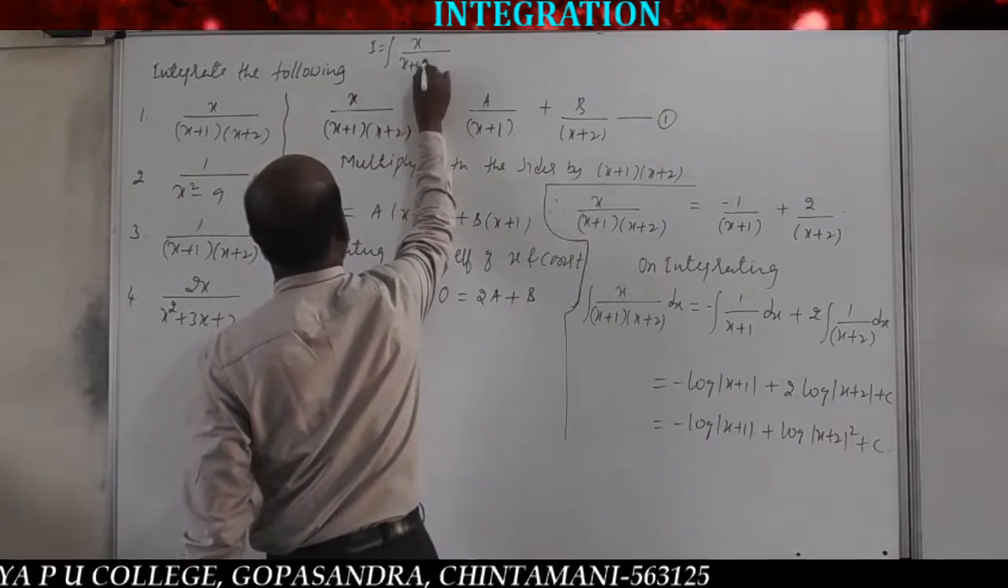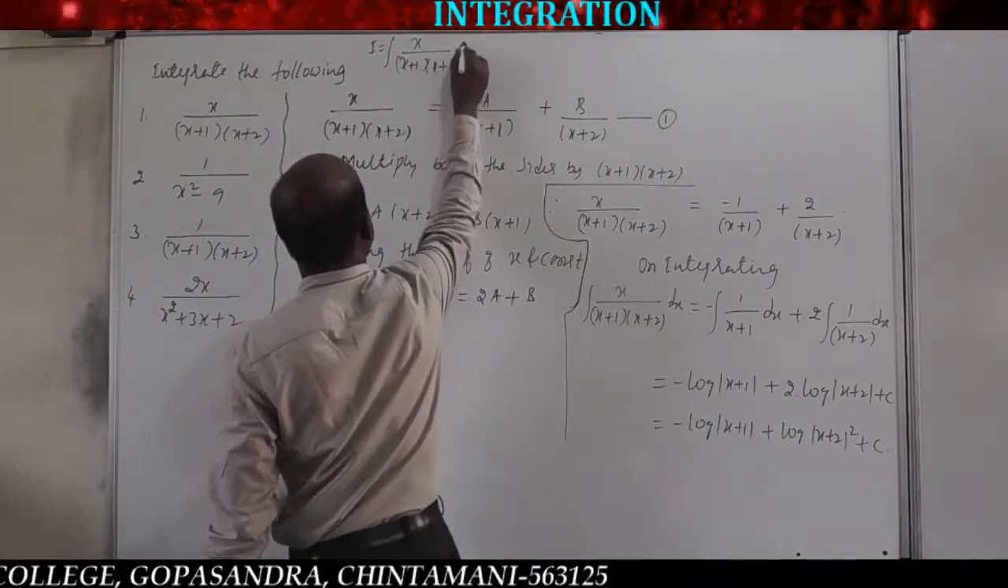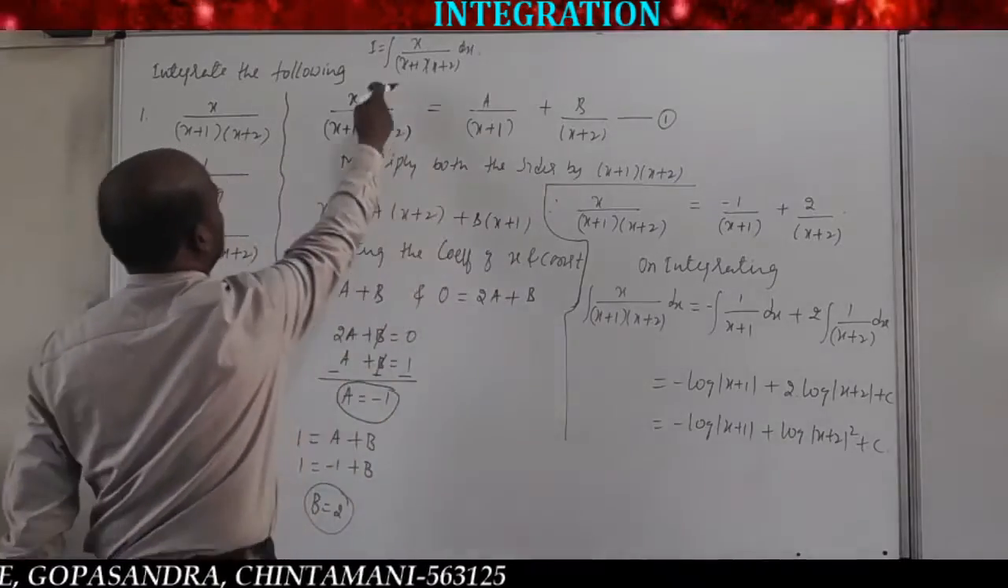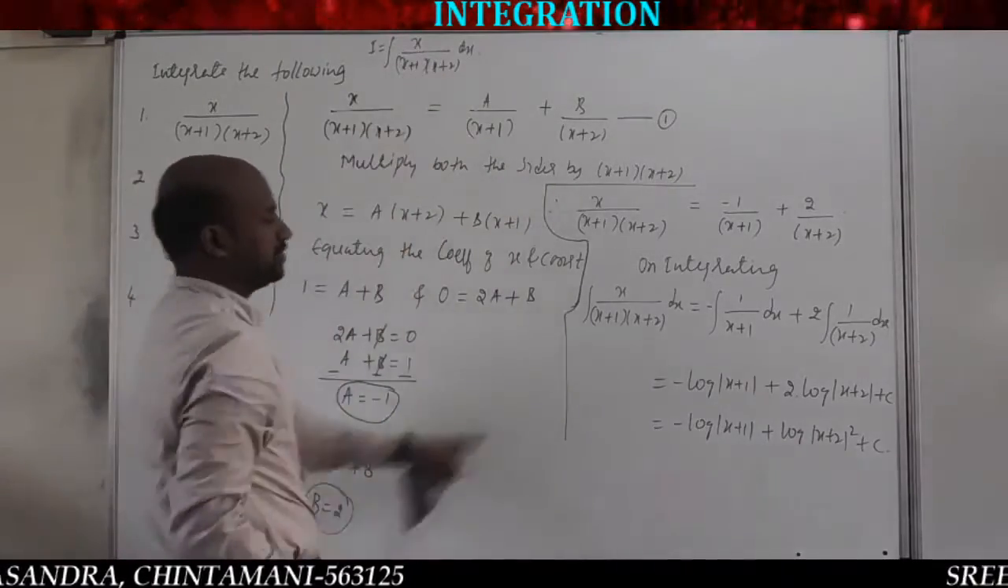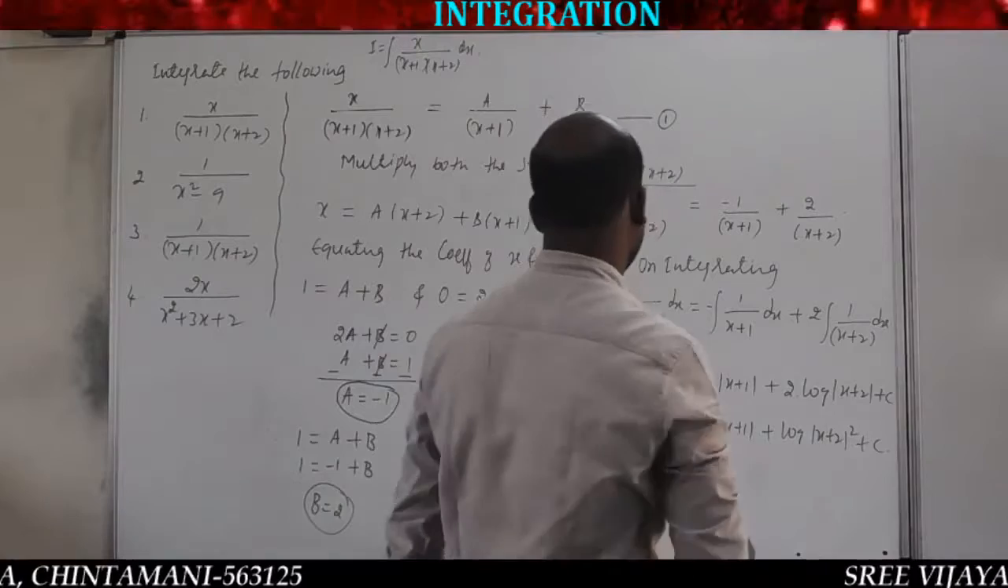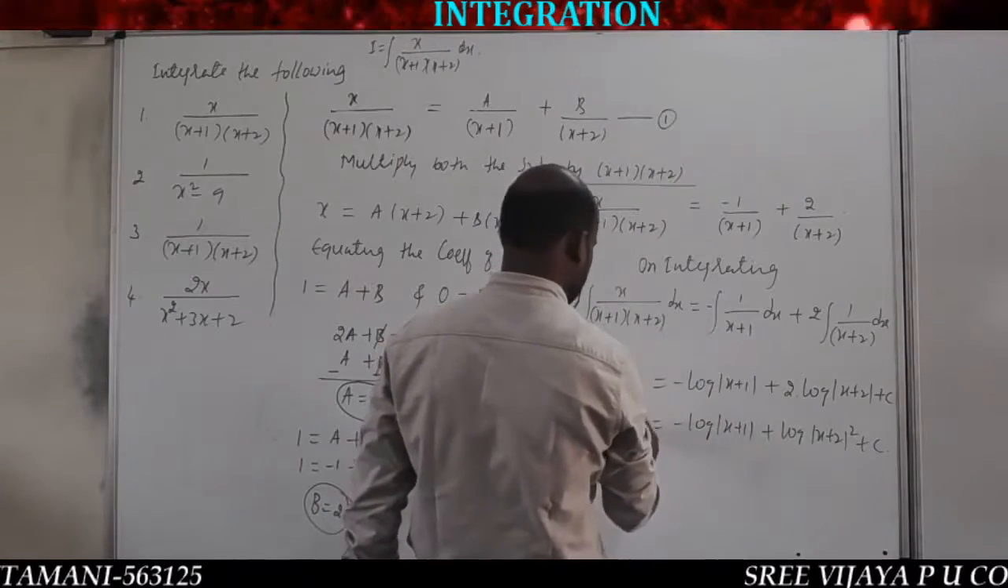x plus 1 into x plus 2 with respect to x. This is the integral of the limit. So this is the value of I, integral I.